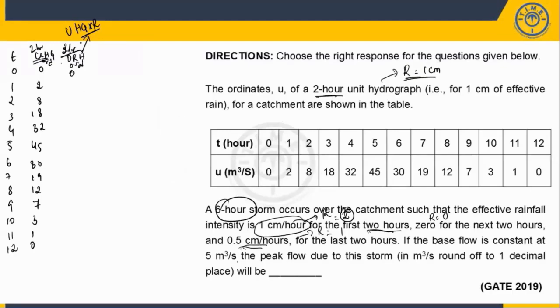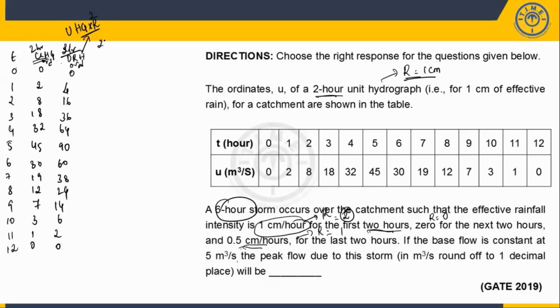Now DRH I want. What I need to do? Unit hydrograph ordinates times runoff. So this is 0, and 0 times anything is 0. Next, how much is this value? Runoff is 2. 2 times 2, 4. Next, 16. Next, 36. Next, 64. Next, 90, and 60, 38, 24, 14, 6, 2, 0. Yes or no?